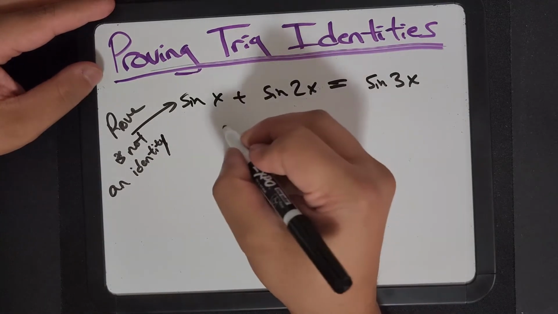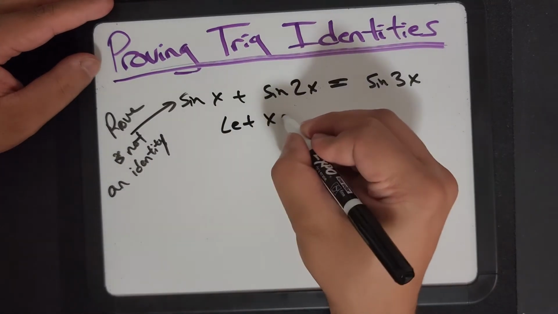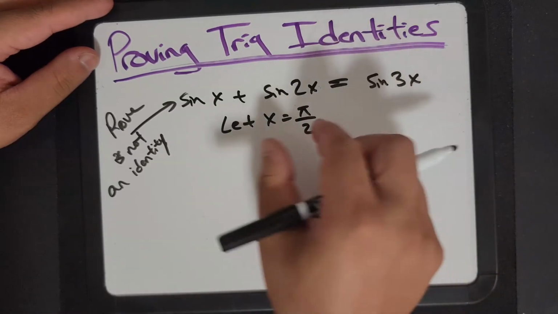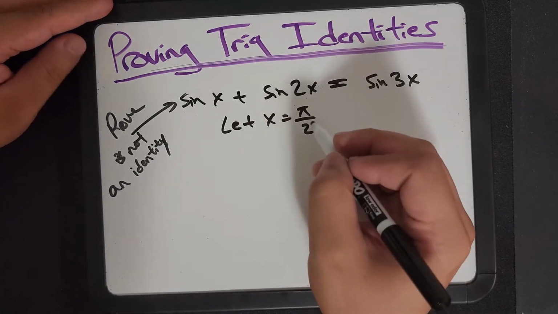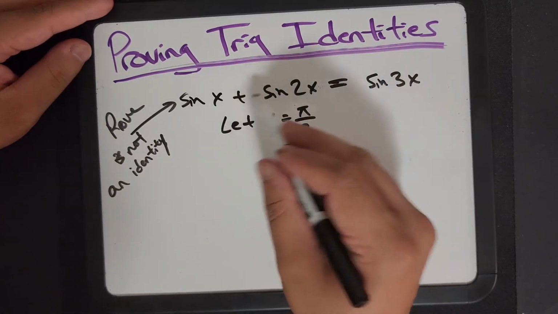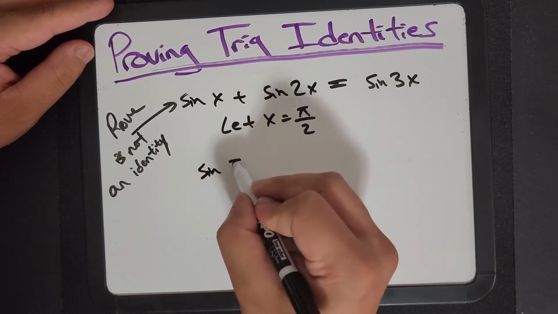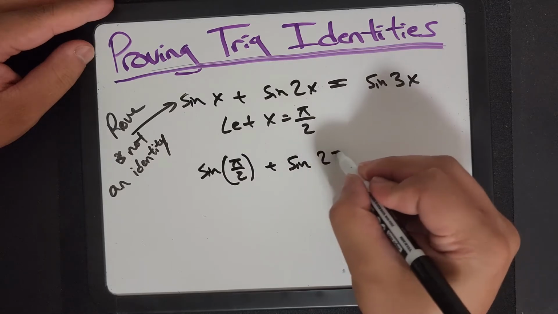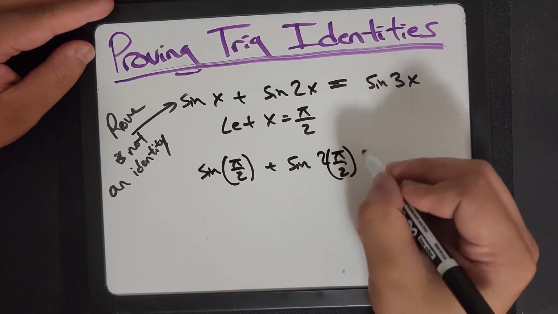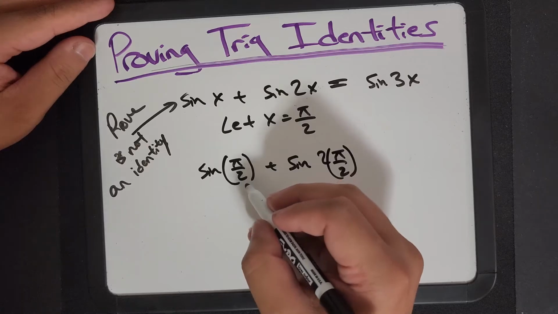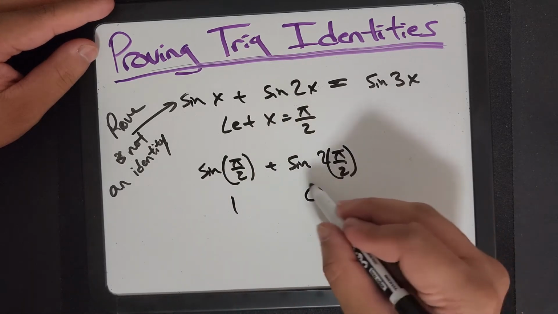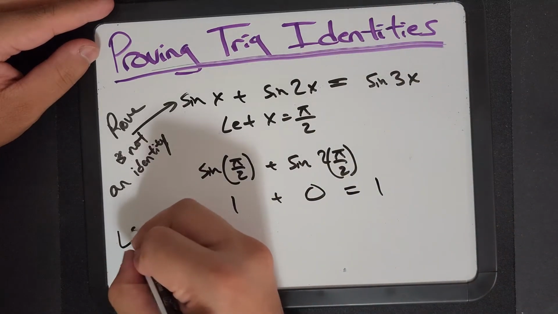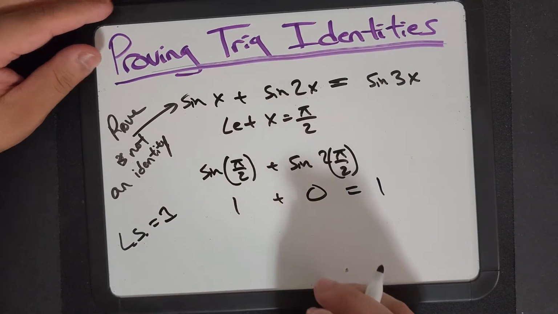I want to prove that, so what I'm going to do is say let x equals pi over 2. So if I sub in this pi over 2 into here, sine pi over 2 plus sine 2 pi over 2, that is going to be a 1, that is going to be a 0, so 1 plus 0 is equal to 1. So my left side is equal to 1.